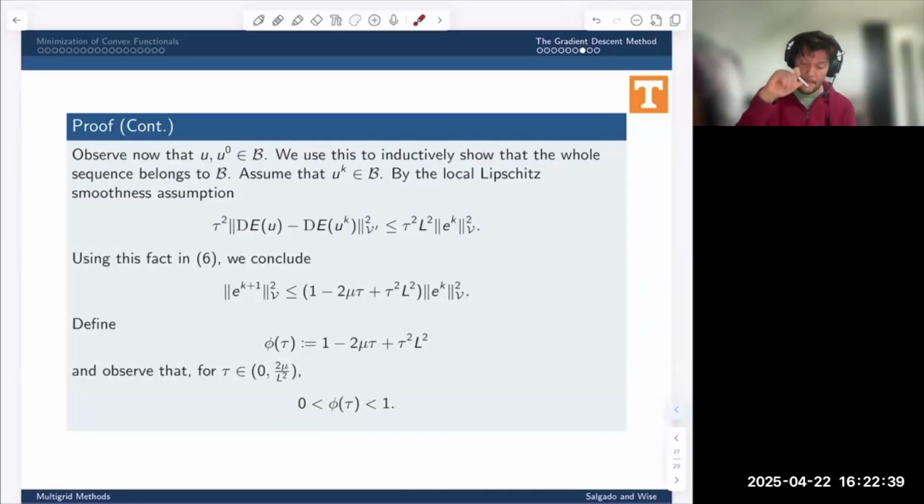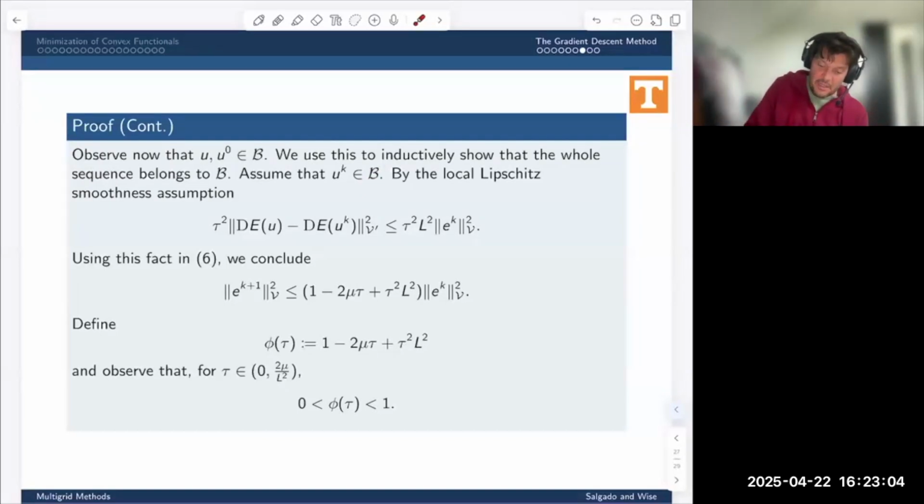The next thing we want to use is the local Lipschitz continuity, which we have not used yet. All right, so we observe that both u and u_0 are in B, and we're going to use this to inductively show that we always have u_k belonging to this B. Okay, so what we want to show is that we're always getting closer, and if we show that, then we're always going to be in B.